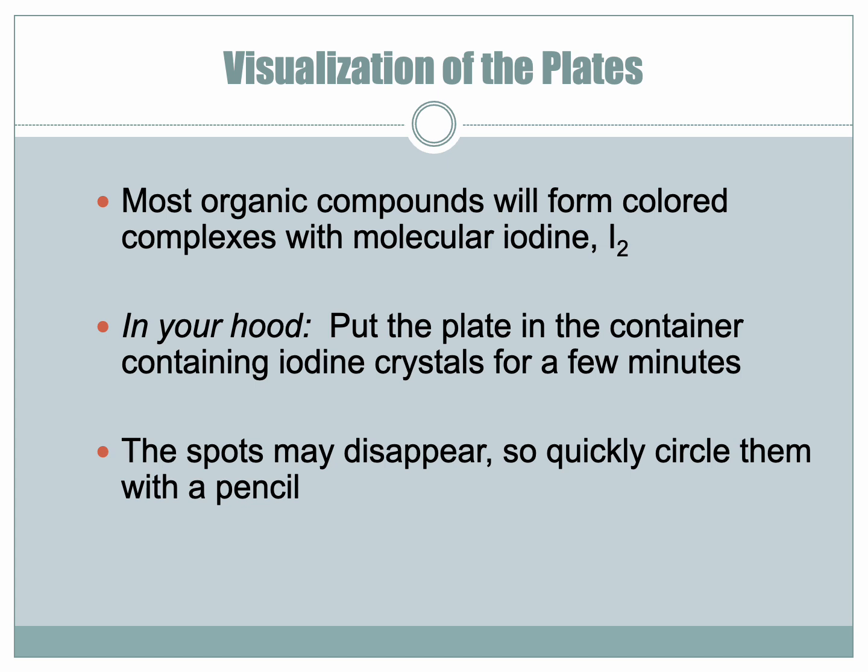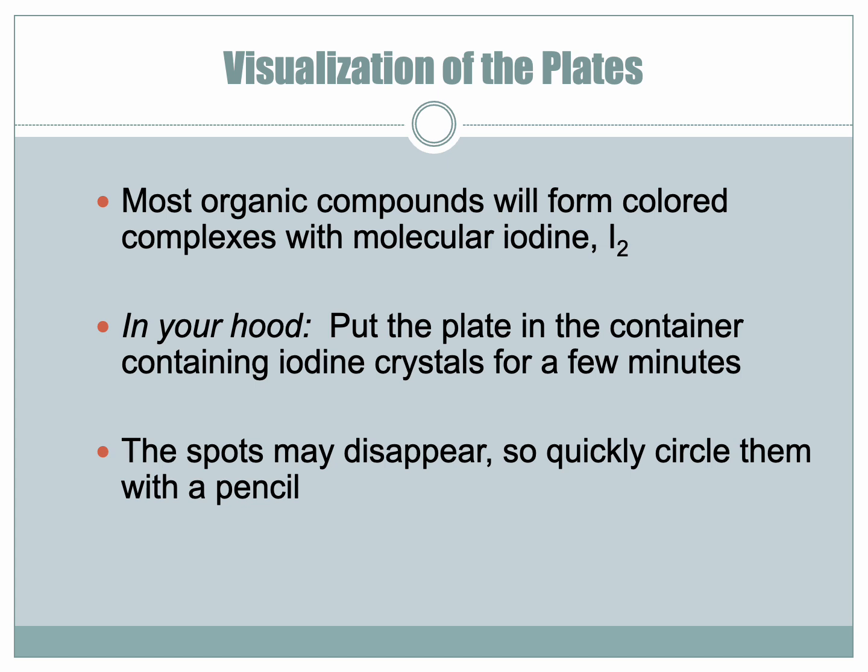Sometimes it's still difficult to see the spots even with UV light. And so as an alternative method of visualizing the spots, we can use iodine. If we place the plate into a chamber containing iodine gas, which comes from iodine crystals that sublime very easily, the iodine will bond with most organic compounds and make a colored spot.